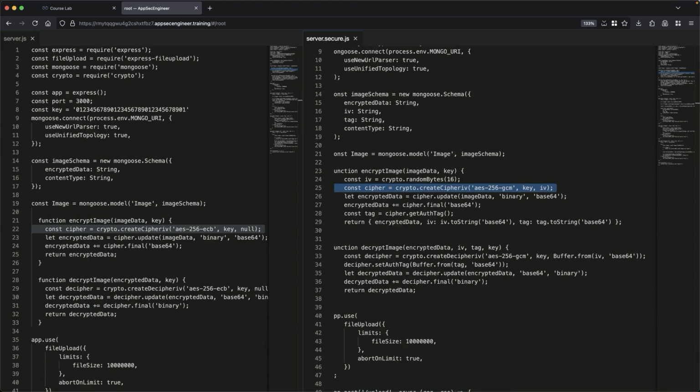The key takeaways here are that AES-GCM combines counter mode with Galois mode for authentication. It provides confidentiality along with integrity. It eliminates pattern recognition vulnerabilities, and it ensures data authenticity.